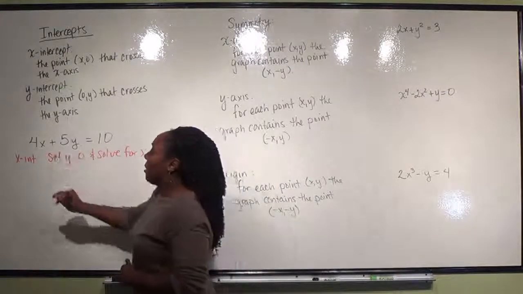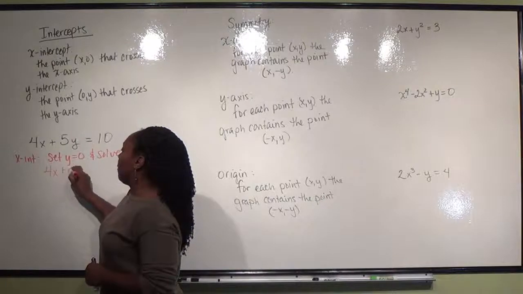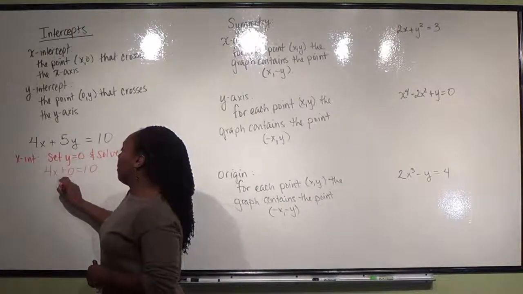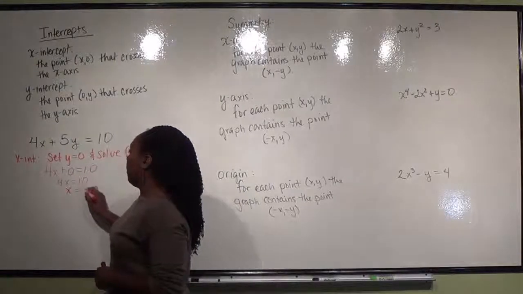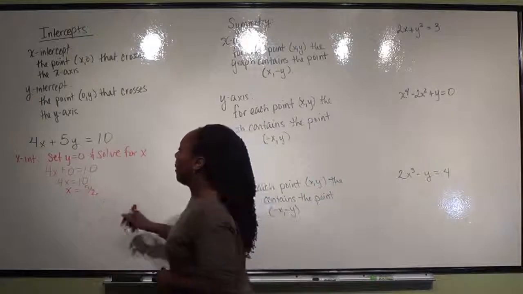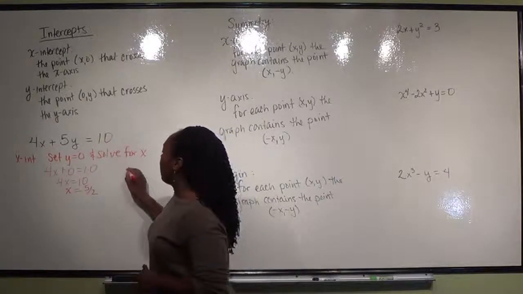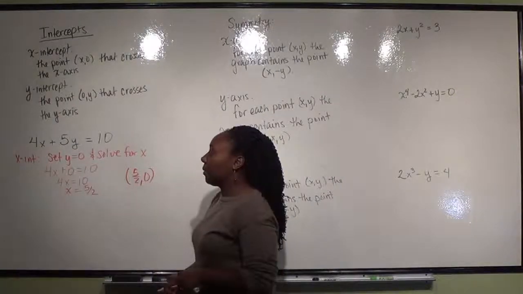Okay, so in this case, I'm going to get 4x plus 0 equals 10, or 4x equals 10, which means that x will equal 5 halves. Given that, it tells us that our x-intercept is going to be (5/2, 0).